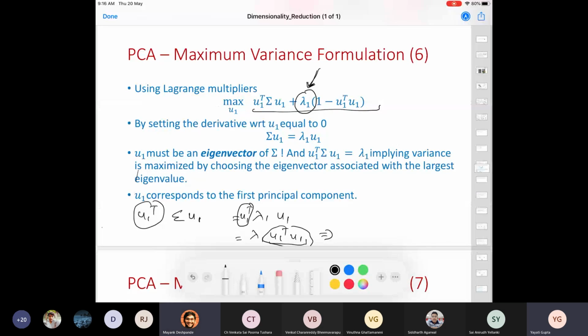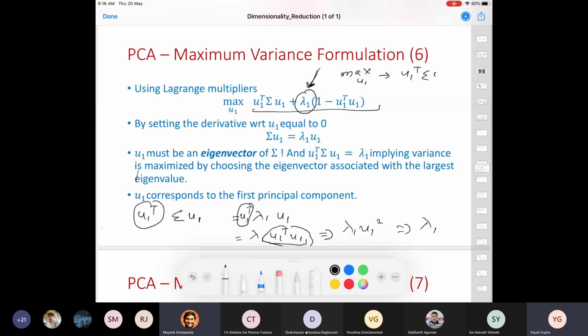What can you rewrite U1 transpose U1? Square. U1 square. What is U1 square? 1. So basically this boils down to lambda 1. Now let's say if I substitute this here, what do I get? I get something like maximize U1 transpose sigma U1 plus lambda. No, I'm substituting the value of lambda again in this equation.